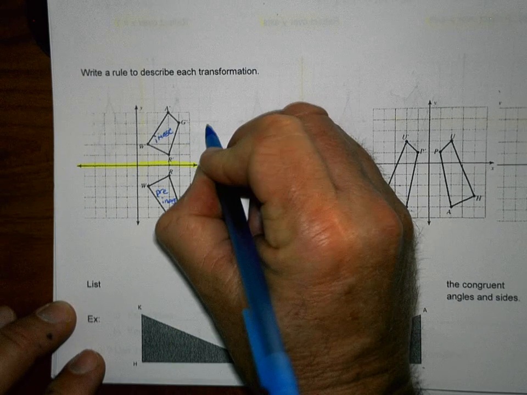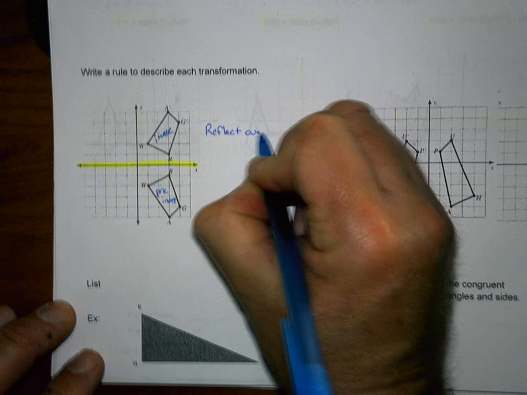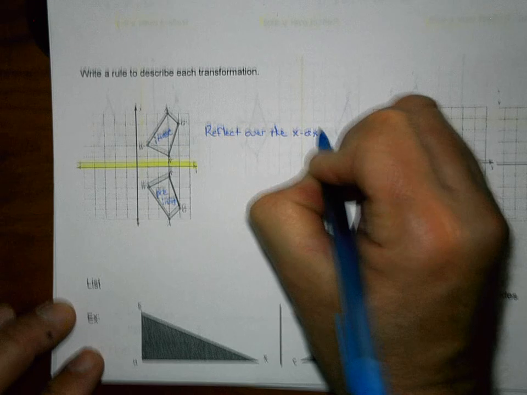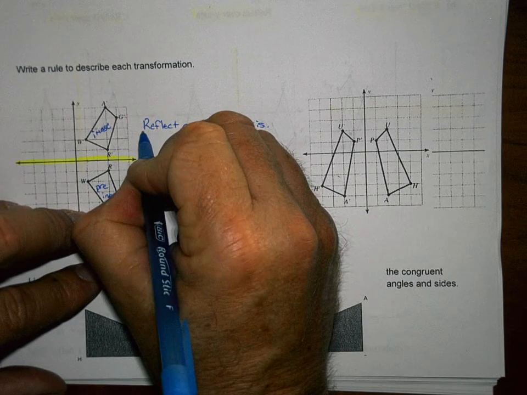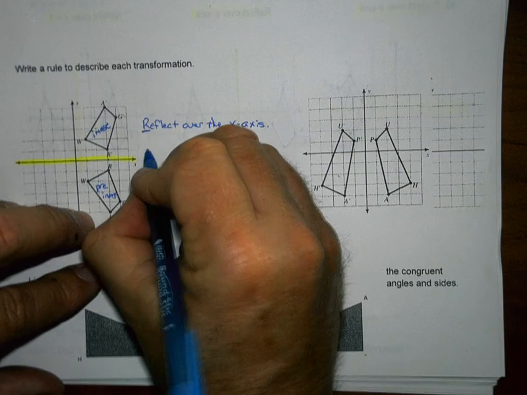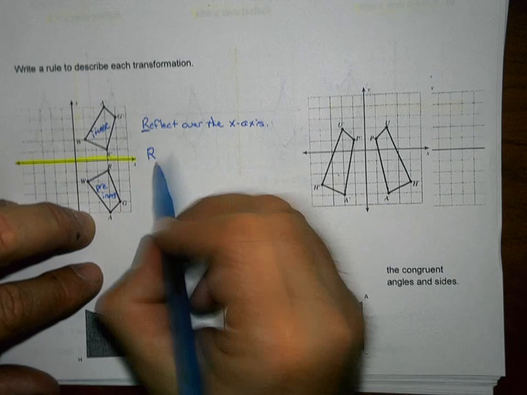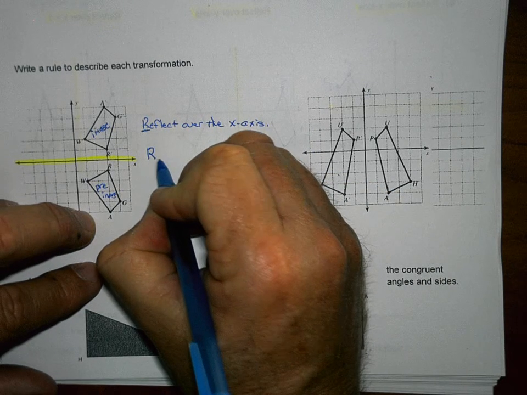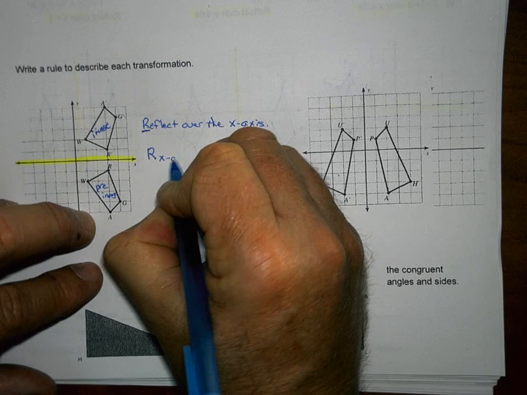So the way that I could write it, I would write it like this: reflect over the x-axis. You could literally write it out in words as if you were talking. Okay, now mathematicians are notorious for being lazy, so instead of writing the word reflect, they just use the letter capital R. What does capital R mean? It means reflect, because R for reflect. And then below the capital R, almost in a subscript, they would just write x-axis, okay?